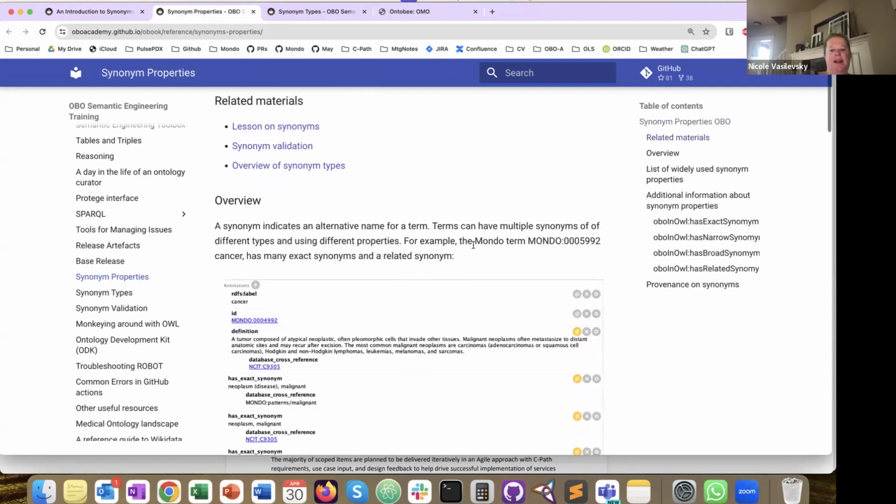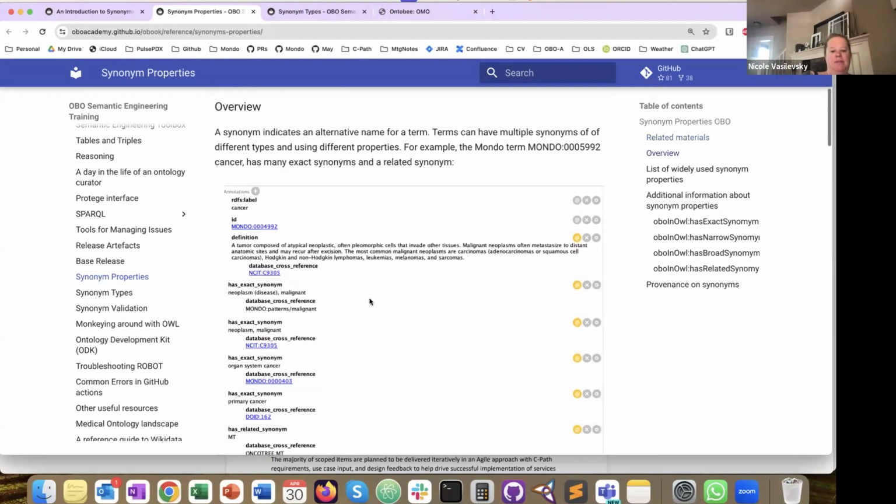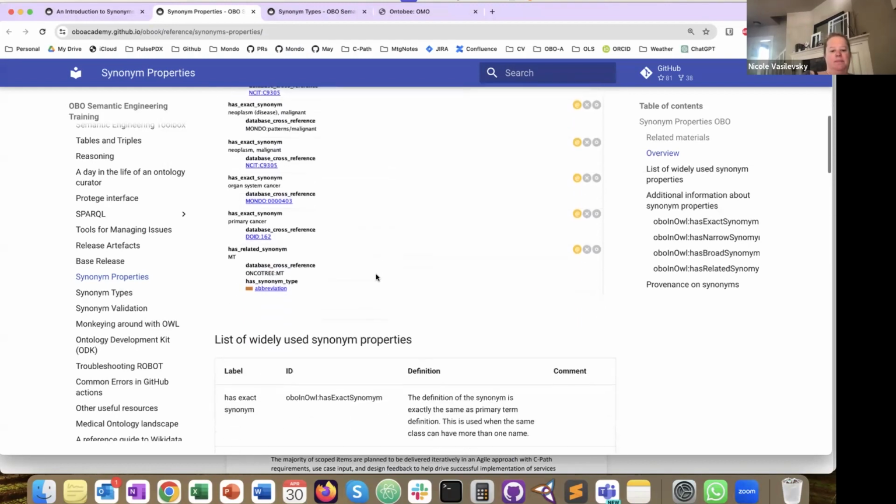types. As we know, a synonym indicates an alternative name for a term, and terms can have multiple synonyms. I think we all may know this, but terms can only have one primary label, but they can have an indeterminate amount of different synonyms, and they can have different synonym types. Here's an example below for the Mondo term cancer, which has many exact synonyms and a related synonym. We could have as many exact, related, narrow, and broad synonyms as needed for the term.